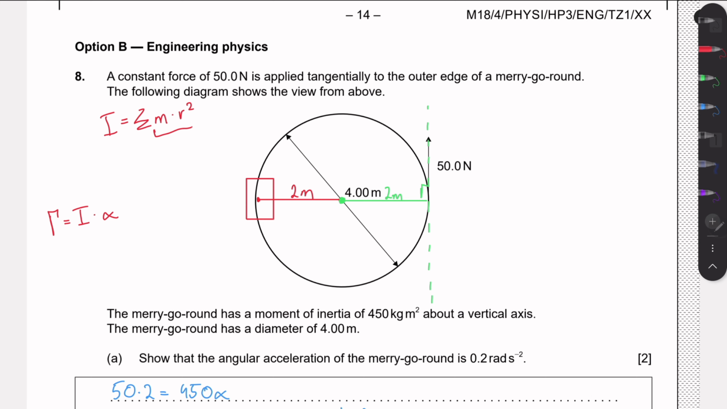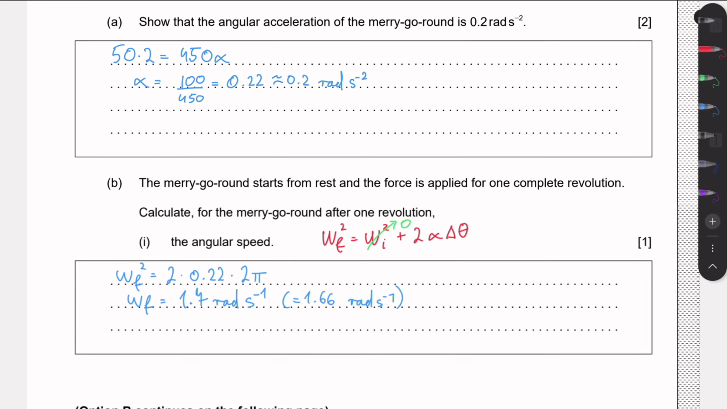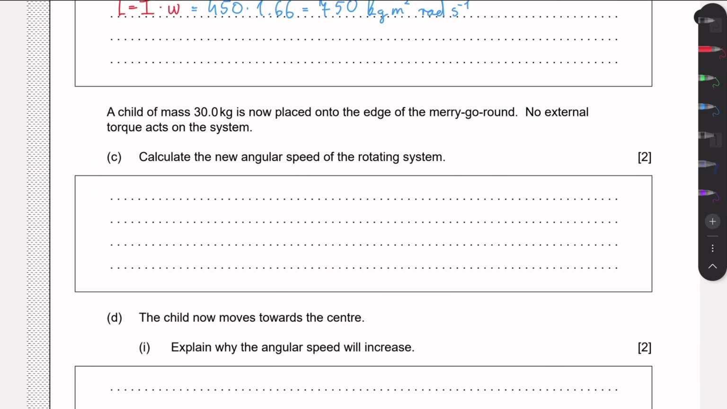So we need to take the child's mass and multiply it by the child's distance squared from the axis. That will be the moment of inertia of the child around this axis. And since the disk and the child are one system, we can add their moments of inertia to get the total moment of inertia of the system.